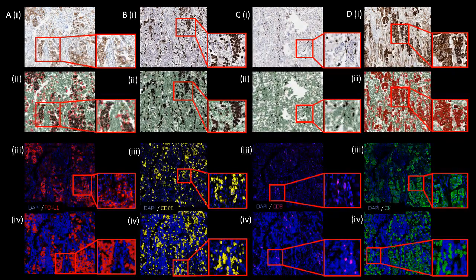And here are some of the images from that assessment. So in column A, we're just really looking at PD-L1. The top two panels are looking at the DAB IHC. The first row at the top is the native IHC image, followed by the QuPath image analysis mask.